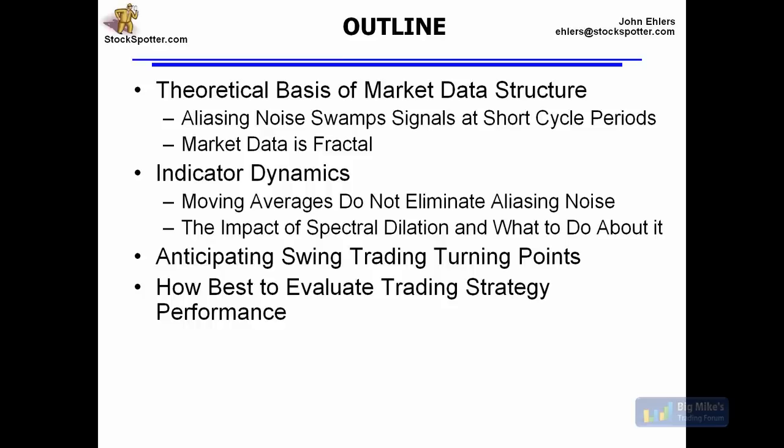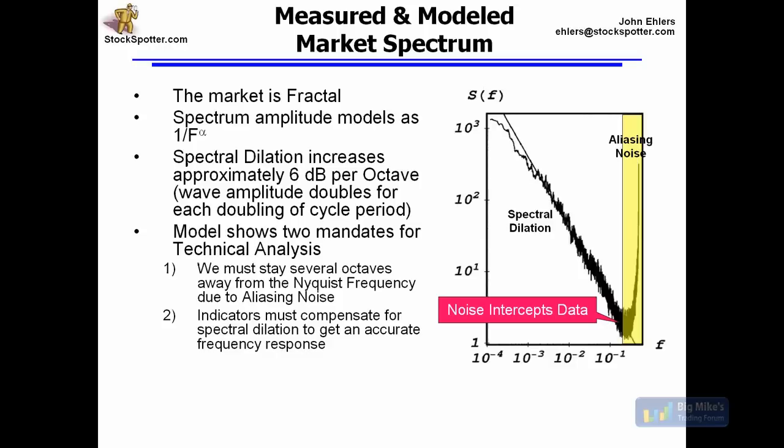So starting with the market is fractal, this is a pretty nice graphic that I like. Let's walk through it a little bit. The horizontal scale is in terms of frequency. So 10 to the minus 1 is 1 over 10. So this is a 10 bar cycle. 10 to the minus 2 is 1 over 10 squared, or 100. That's a 100 bar cycle. 10 to the minus 3 is 1 over 10 to the third power, or 1,000. So that's a 1,000 bar cycle. So on the horizontal scale, we have frequency, the reciprocal of period, in a log scale. Along the vertical scale, we have the spectral density also on a log scale.